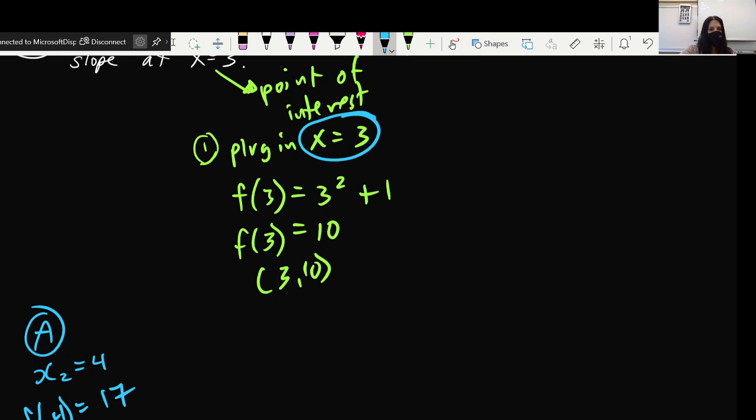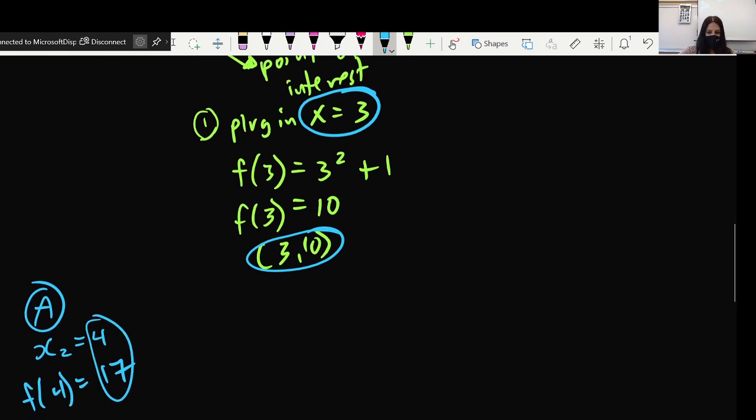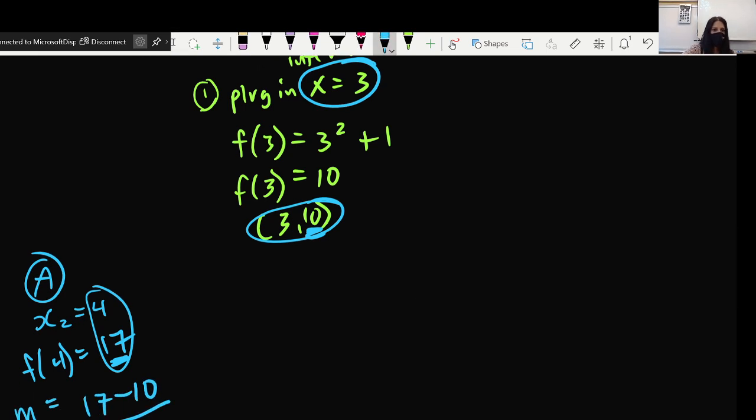I want to look at what the slope would be between the one I had here and my new point, which is (4, 17). When I plug that in, I would have 17 minus the 10, divided by the 4 that I had here and the 3 that I have here, right? When we work our way through that, we find that our slope is equal to 7. Okay, let me try another one. Let me do point B.